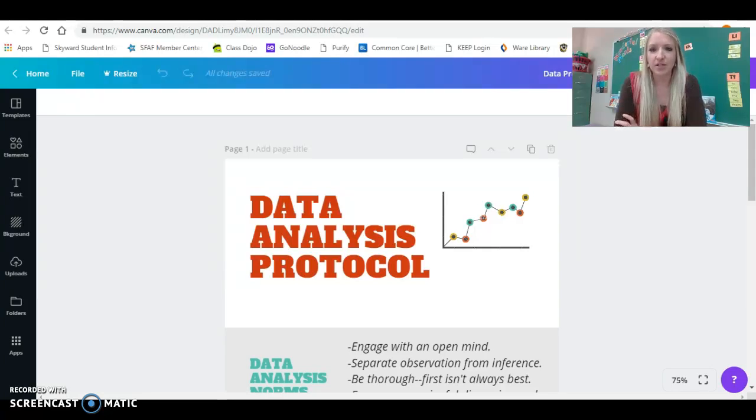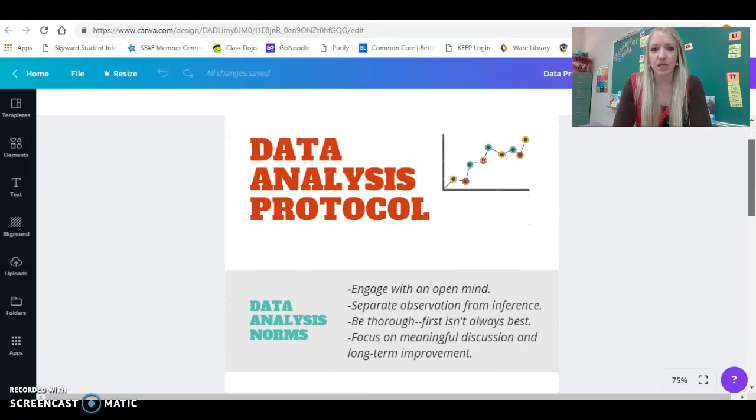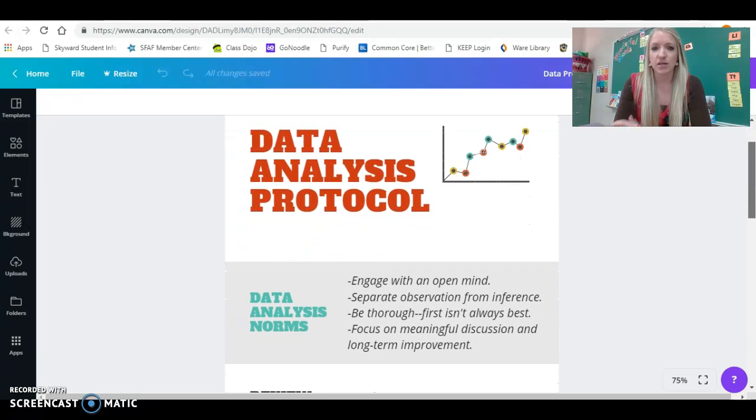After going through our book and the learnings we've had throughout this course, I've created a data analysis protocol tool that I could use for a future school if I ever do become a building administrator. What I would like to start with for our protocol, or just any type of meeting, is a set of norms. I think a lot of people get very intimidated when thinking about analyzing data.